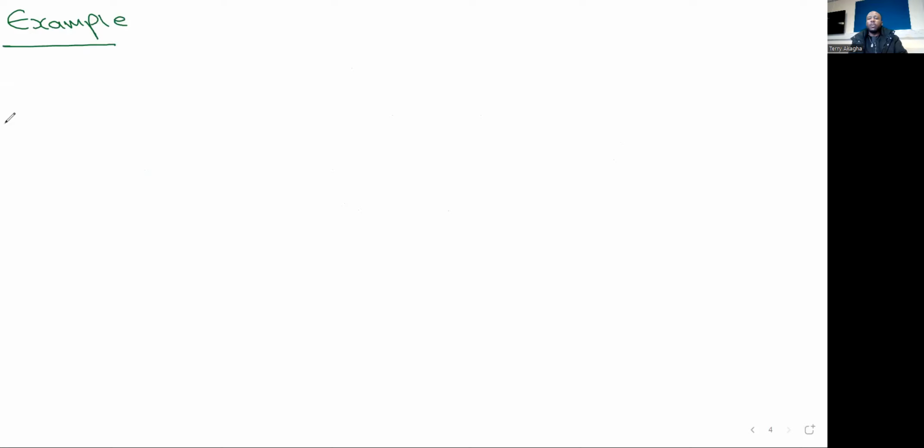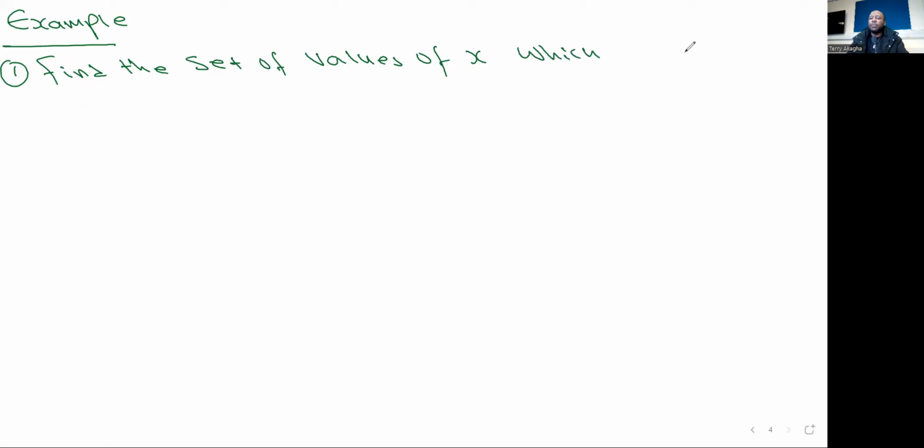Example. So the first thing you have to do is pick an example and see how we solve that. So let's say we have this question that says: find a set of values of x for which f of x is increasing. So the keyword here is that we're told to find the set of values of x for which f of x is increasing.